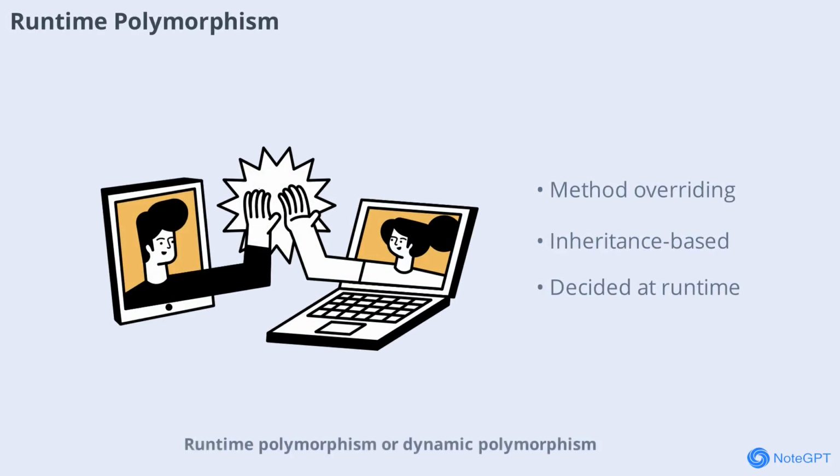Runtime polymorphism, or dynamic polymorphism, is typically implemented using method overriding. Here, the method that gets executed is determined at runtime depending on the actual object type. This is often achieved through inheritance and interfaces. For example, a base class might define a method and derived classes provide their own implementations. When you call the method on a base class reference, the correct version is chosen at runtime.